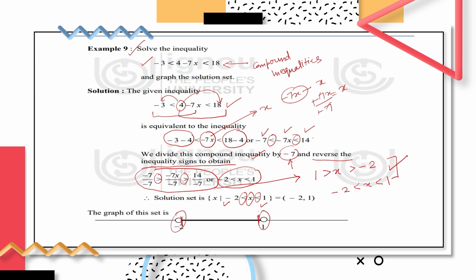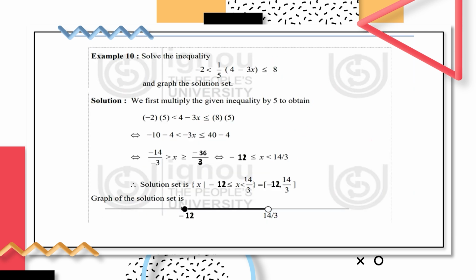So, I hope you understood how to solve compound inequalities, what compound inequalities in fact are, and this is the important observation: whenever you are multiplying or dividing by a negative number, the sign of the inequality is supposed to be reversed. Just by keeping these simple things in mind, the solutions are quite simple.